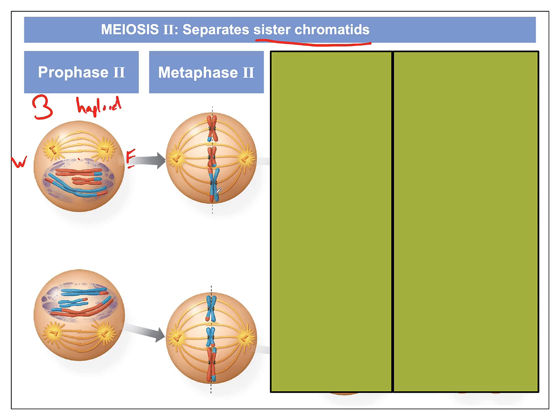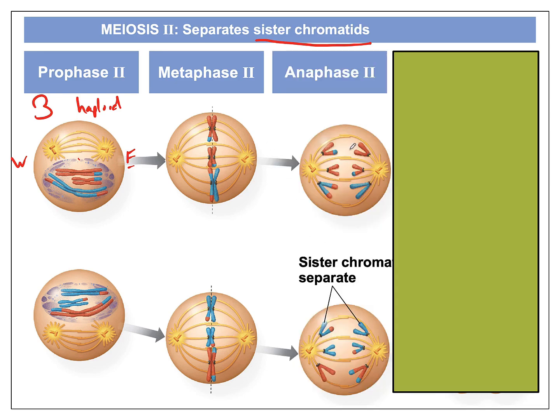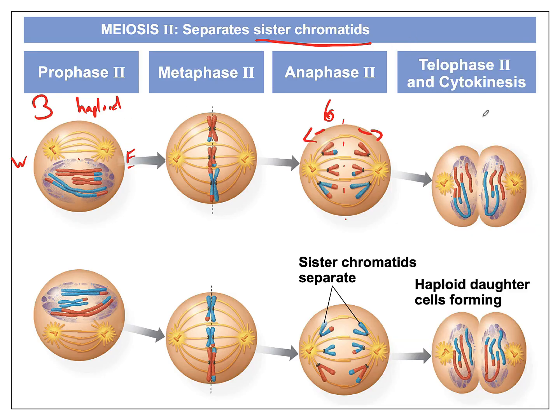This one is haploid, right? 3 chromosomes. Break apart here for a second. We have 6 chromosomes inside of a cell. So those cohesins that hold the centromeres together get broken, and the chromosomes are going to be pulled to the opposite sides. And then in telophase, each one of these cells is going to have 3 chromosomes. So meiosis 2, it starts haploid, it ends haploid. We actually go from diploid to haploid in meiosis 1.